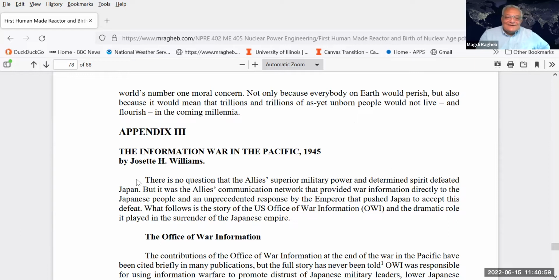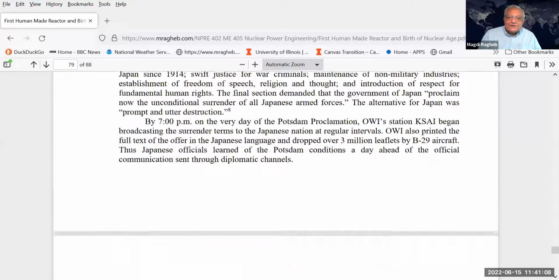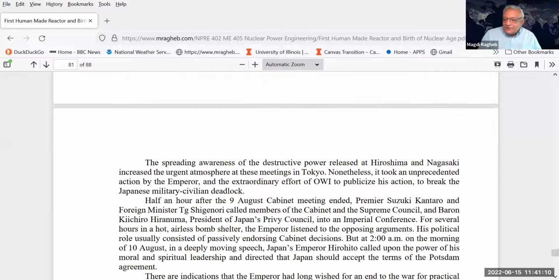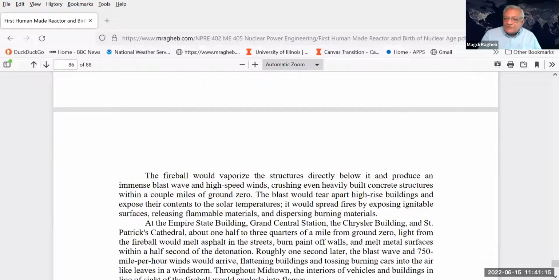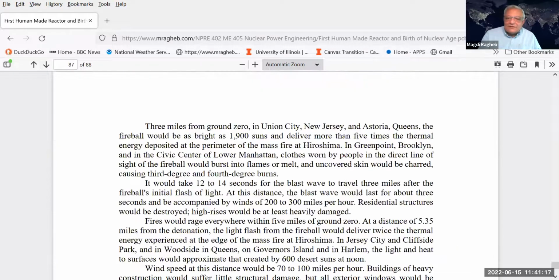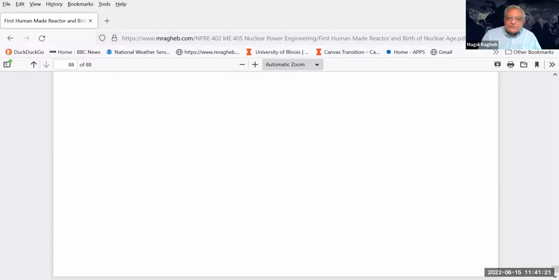And this is another appendix on the information war in the Pacific in 1945 that you can read or not read. But what I'm going to do is give you an assignment where you access a chart of the nuclides to learn more about the isotopes in general.